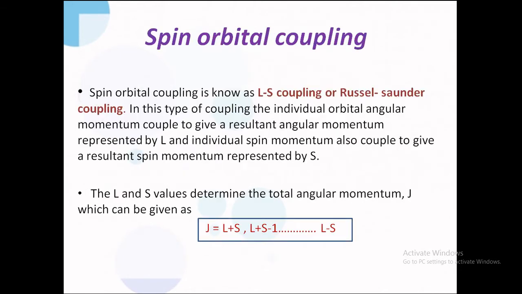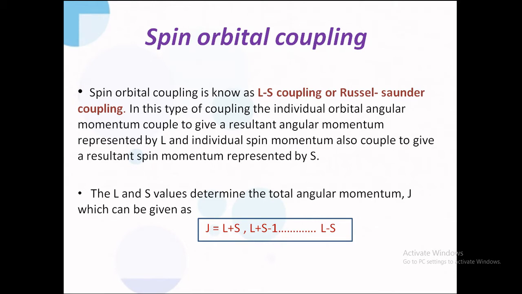Spin orbital coupling is also known as LS coupling or Russell-Saunders coupling. In this type of coupling, individual orbital angular momenta couple to give a resultant angular momentum, which is represented by L. Similarly, individual spin momenta also couple to give a resultant spin momentum, which is represented by S.